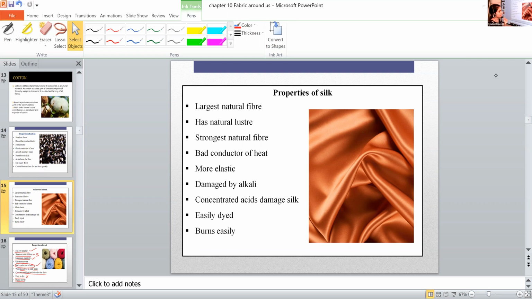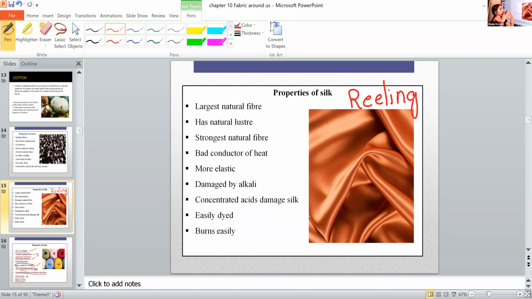This process is called reeling. R-E-E-L-I-N-G. What is reeling? The process of unwinding the raw silk. Unwinding the silk filament. Good, Sana, good. The process of unwinding the silk fiber or silk filament is called reeling.